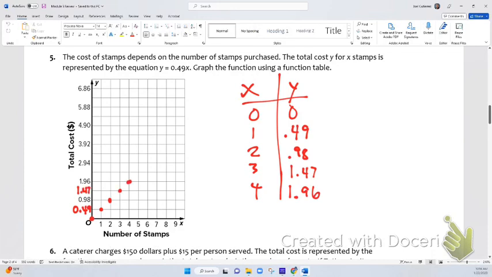And if you haven't figured it out already, the pattern is it's just going on the corner of every single square. So if you take your ruler that I told you all to get, and connect all of those, you'll notice that every single stamp is going up by the same constant rate, because it's simply 49 cents per stamp.